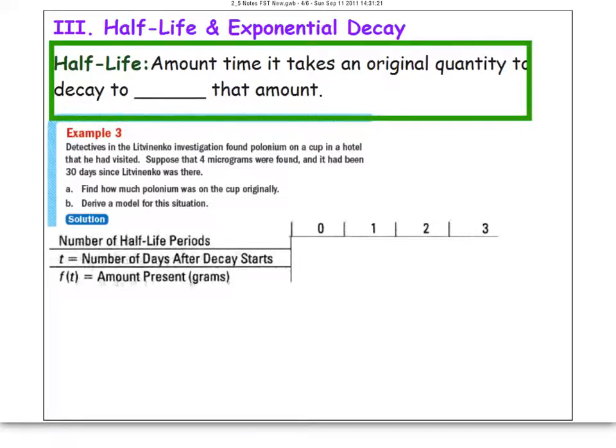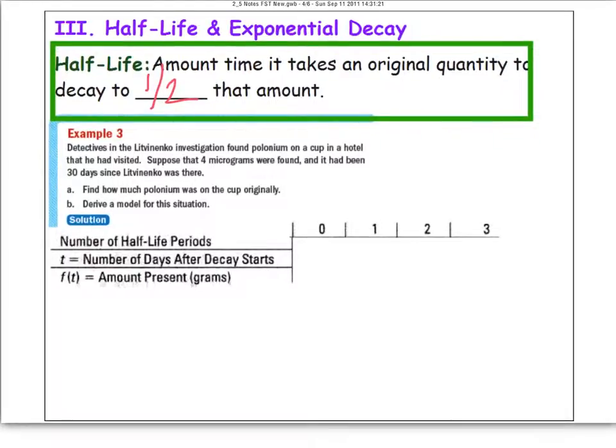For learning objective C, we're going to talk about half-life and how it's exponential decay and how to find it. First of all, what half-life means: it's the amount of time it takes an original quantity to decay to half that amount. Now, there is a half-life formula we use, and it actually does come from just the exponential model formula, so y equals a b to the x.